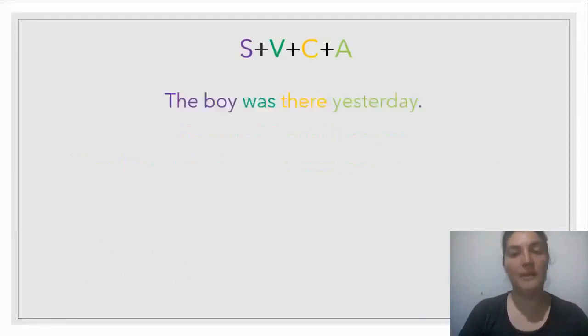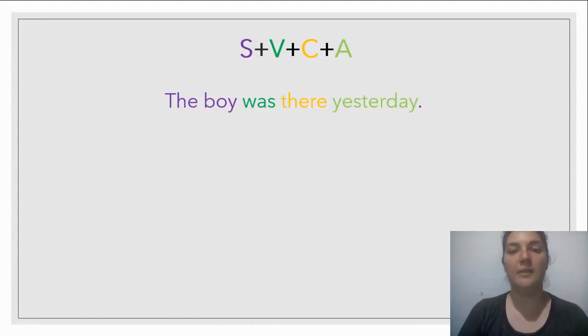Finally, and to compare with the previous clause pattern, we have the pattern of subject plus verb plus complement plus adverbial. This happens when there is more than one adverbial and one of them is obligatory and the other is optional. Note that in this example, the boy was there yesterday.